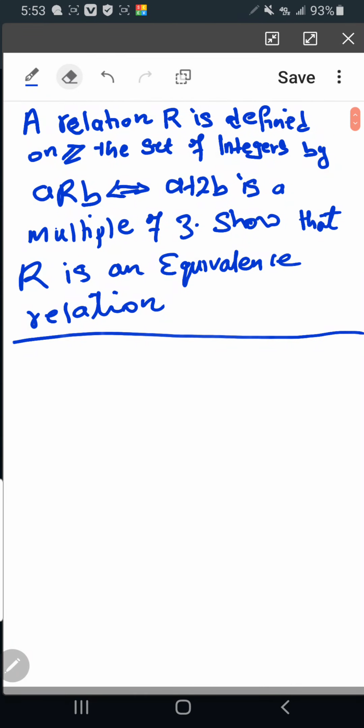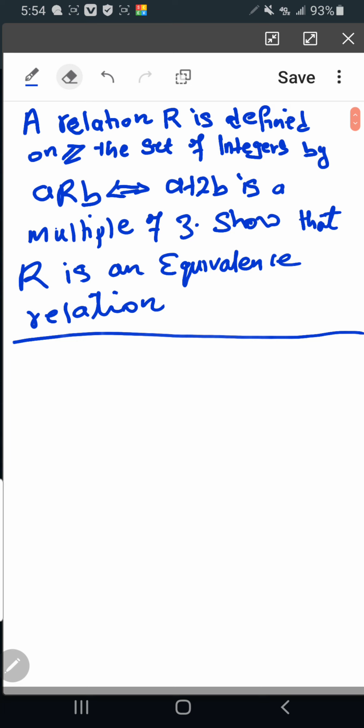Here we have another problem on a relation. A relation R is defined on Z, the set of integers, by a relates b if and only if a + 2b is a multiple of 3. Show that R is an equivalence relation. As usual, we have to show that R is reflexive, that R is symmetric, and that R is transitive.